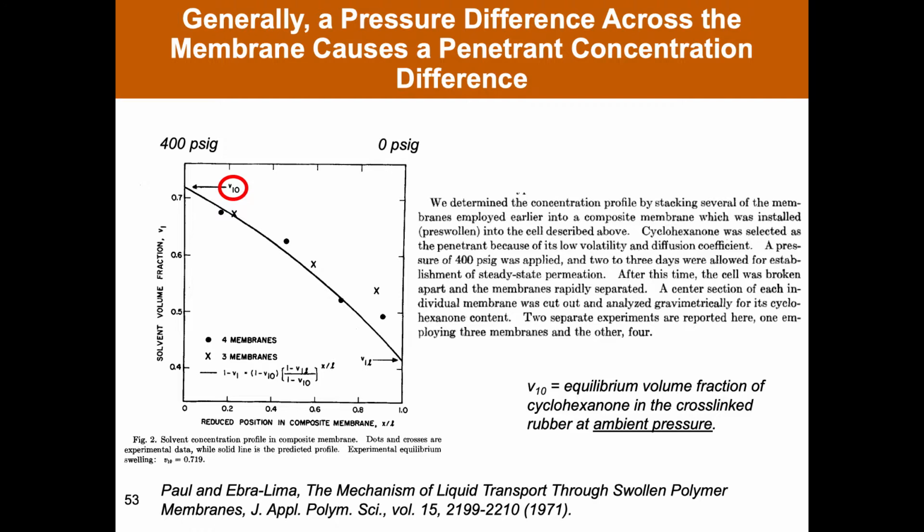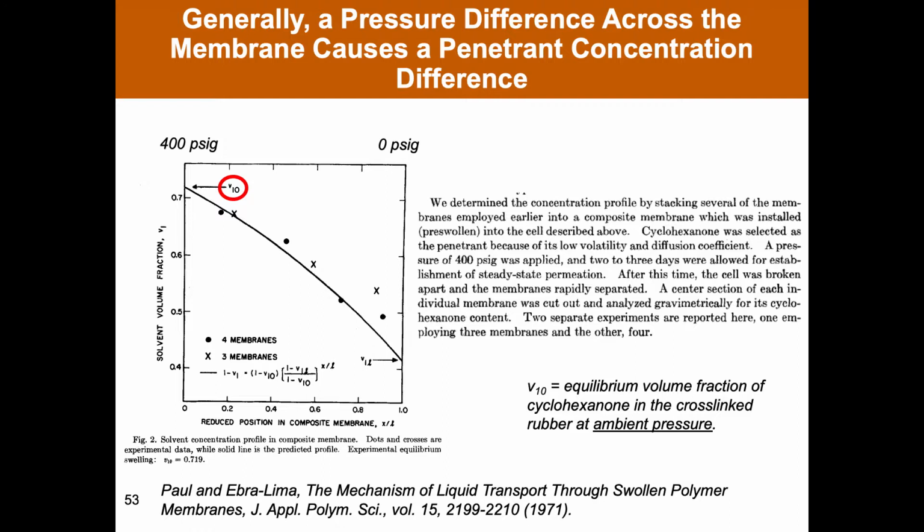is that the solvent volume fraction at the upstream face of the membrane is about equal to the solvent volume fraction you'd get if you just took that membrane and soaked it in a dish of cyclohexanone at ambient pressure. So take the membrane, just put it in a big beaker of cyclohexanone at ambient pressure, let it absorb as much of the solvent as it wants, and then weigh it and dry it. And under 400 pounds of pressure, the concentration of solvent here is about equal to the concentration of solvent the membrane had just equilibrated at atmospheric pressure.